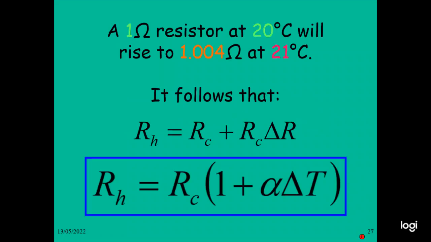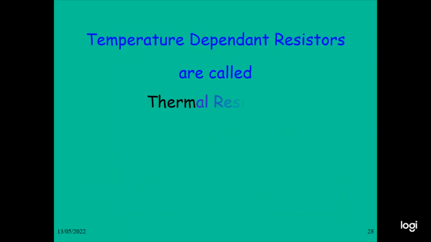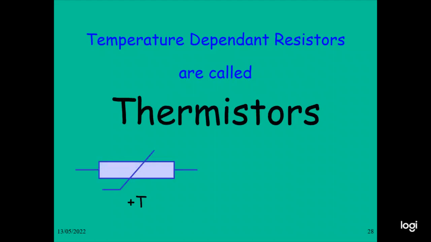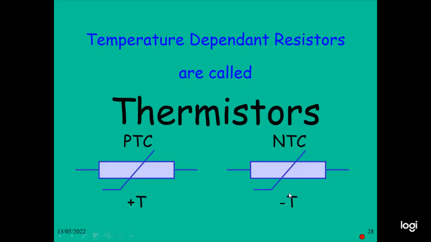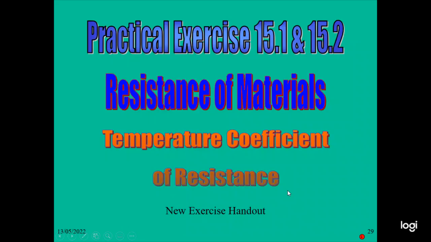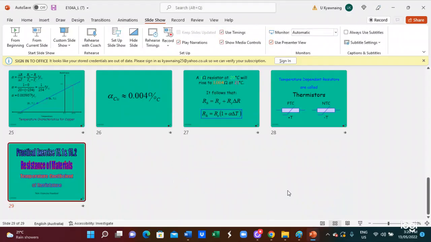0.003937. So the copper temperature coefficient will be 0.004. The resistor that is temperature dependent is called the thermistor. So this is the PTC and NTC method of thermistor. Then we also have to follow the temperature coefficient. Exercise.